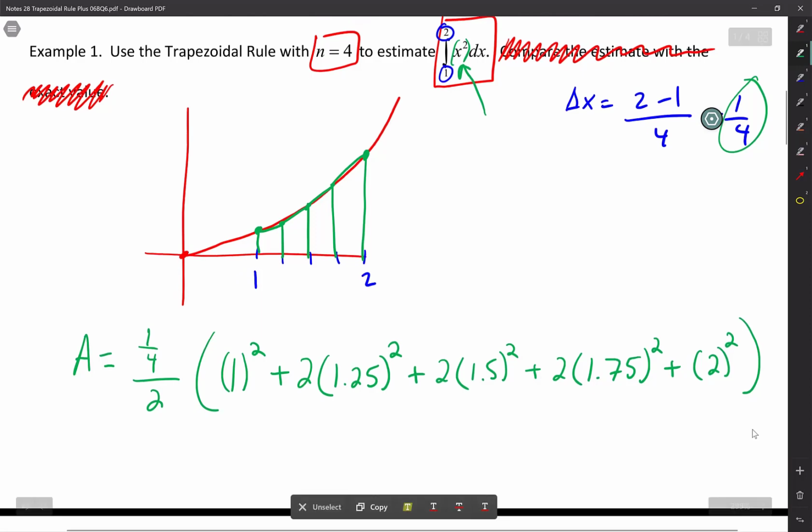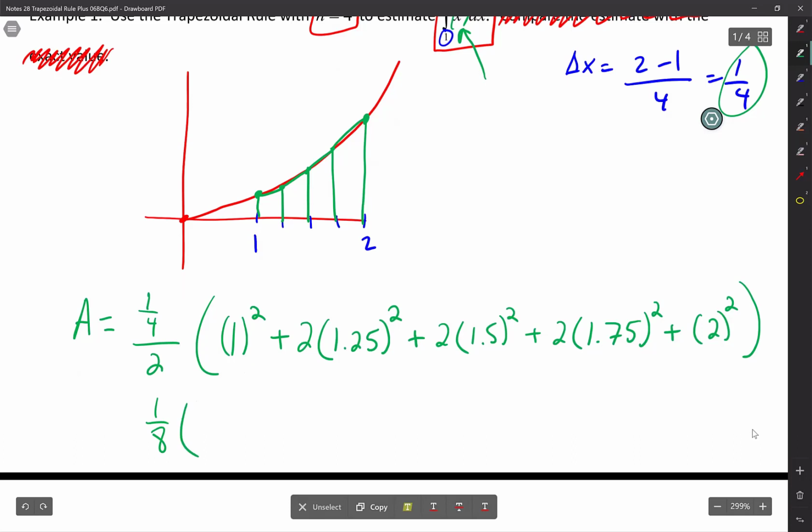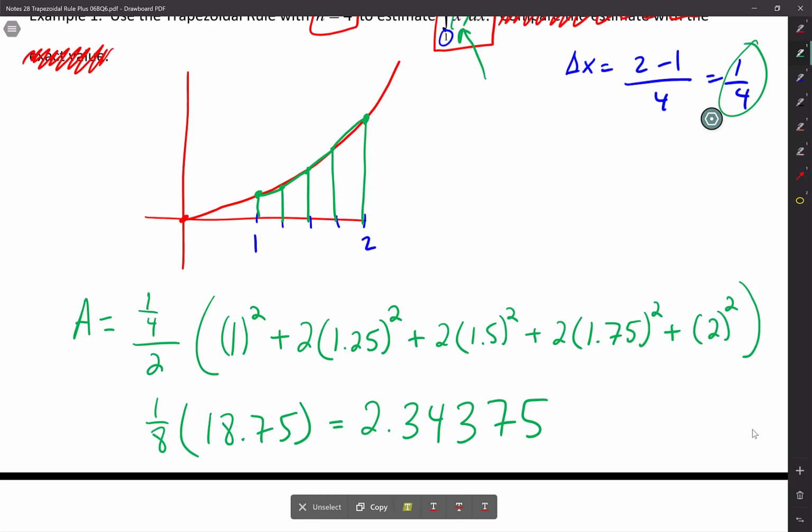There it is. I take my calculator. So this is going to turn to 1/8 times whatever all that is. So I'm going to find out what that is. I'm going to use my calculator here. 1 plus 2 times 1.25 squared plus 2 times 1.5 squared plus 2 times 1.75 squared plus 2 squared, which is 4. I got 18.75, and I still have to divide that by 8. I got 2.34375. On the AP exam, if you have this question, you just needed to write it to the first 3 digits after the decimal, but 0.75 is exact, well, for the number of rectangles that we have. So I just wrote them all.